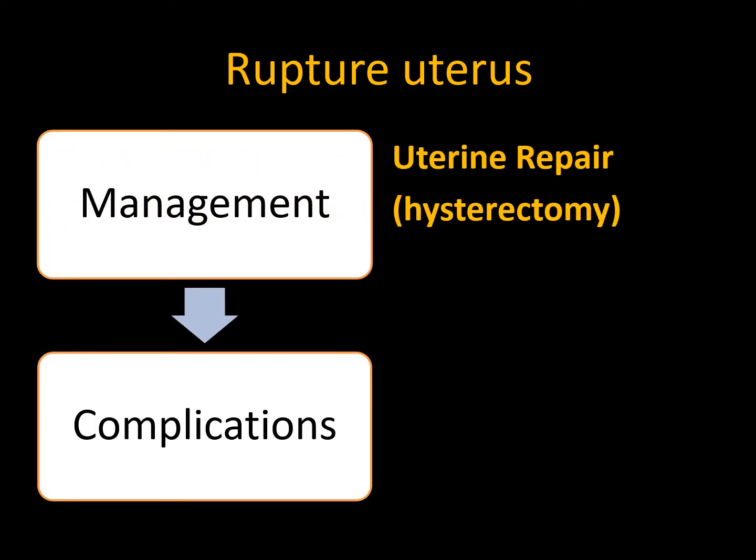Management of ruptured uterus is ideally hysterectomy. It depends, of course, on the parity of the patient whether we need to do a uterine repair, but the ideal management is hysterectomy. When hysterectomy is done, another obstetric consultant should be present for a second opinion. And complications of ruptured uterus, of course, are maternal and fetal deaths. This is why it is important to save the mother, not the uterus.